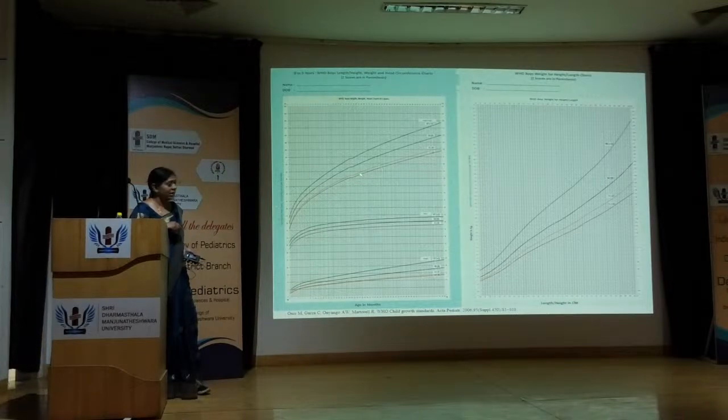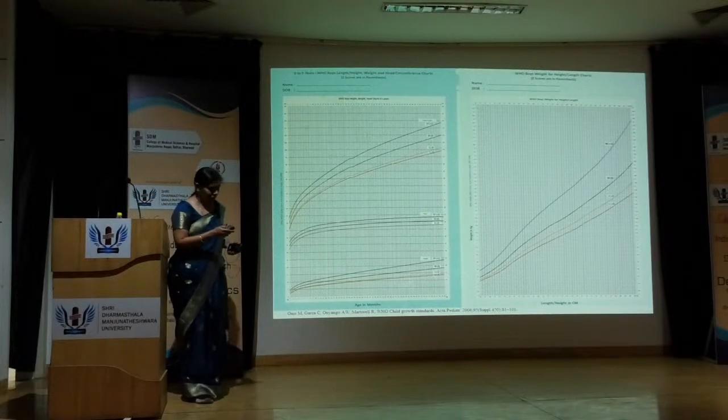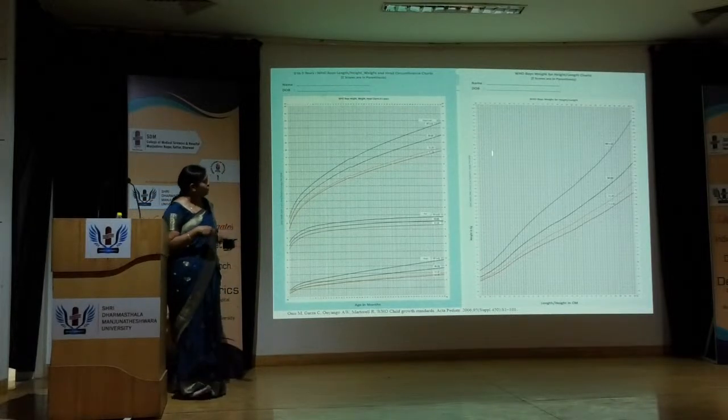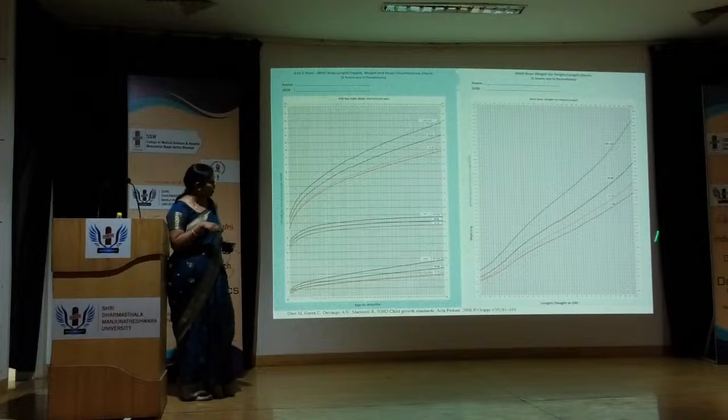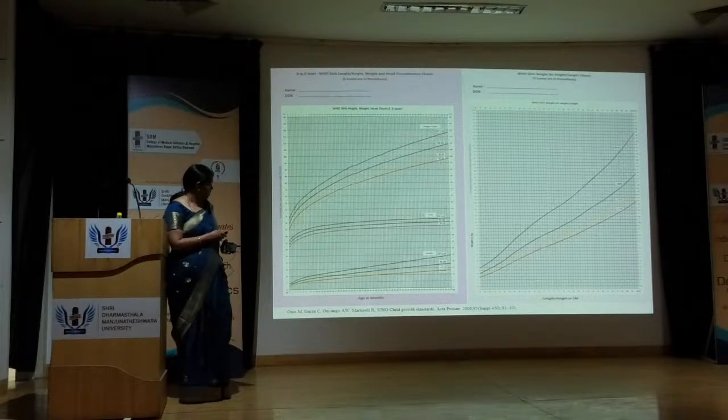In the middle of the growth charts, for the length and the height, roughly around 7 millimeter, there is a distraction towards the height. On the other side of the WHO growth charts, we have got weight for length or weight for height. This is for the girls.